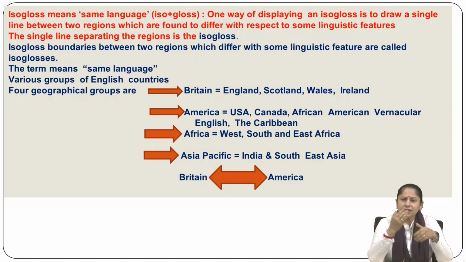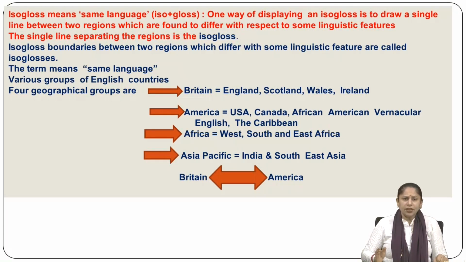Look, again we are doing the same kind of repetition, and we are focusing on what is actually the meaning of isoglosses, isogloss boundaries. So isogloss is merely the understanding of the same language but utilizing the same language in different regions. The term means same language.